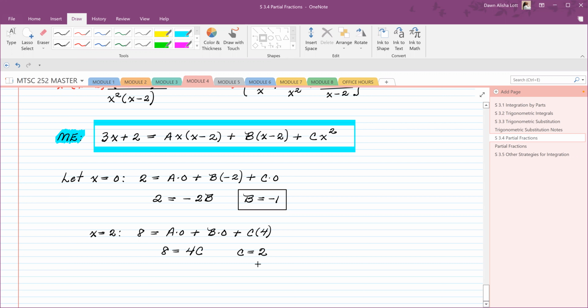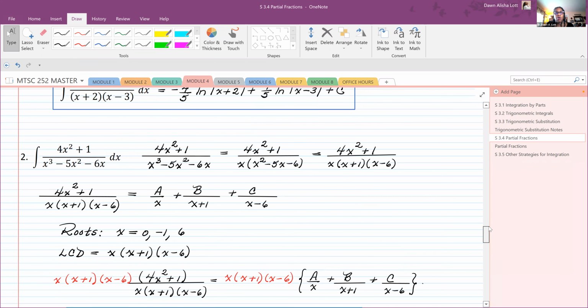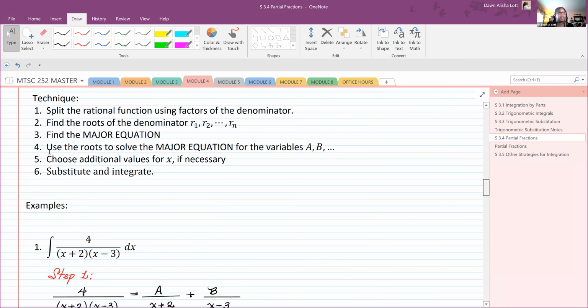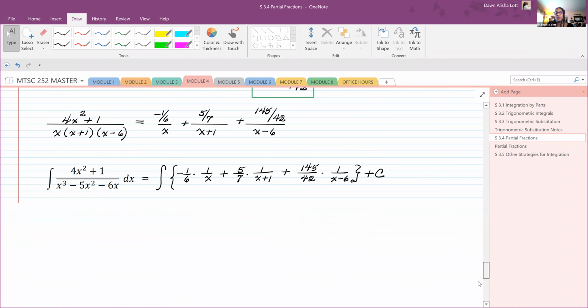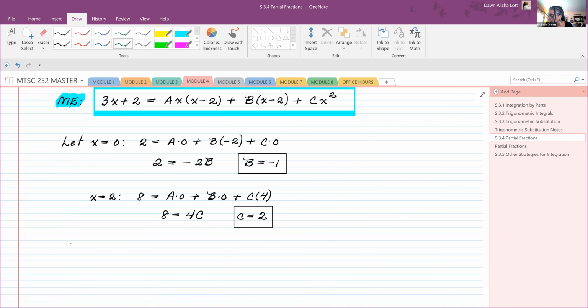Now we're kind of stuck, right? We're out of roots. We can't go back and use 0 again. So when you have a repeated factor, you're going to run out of roots. And this is where we scroll back to our technique and we see statement number 5: choose additional values for x if necessary. So this is the case. We ran out of roots. So now I'm going to choose any value of x I want.